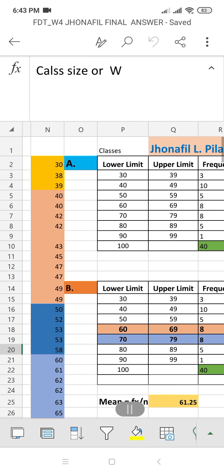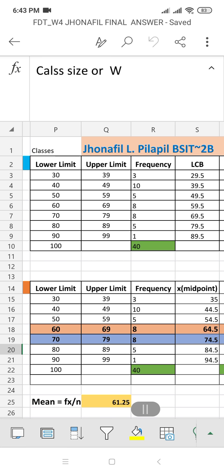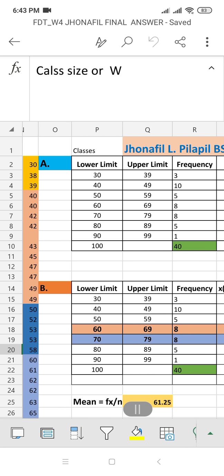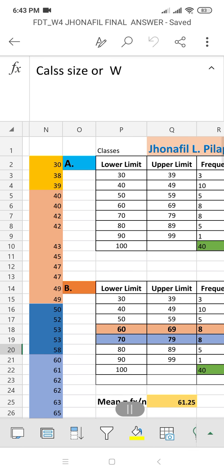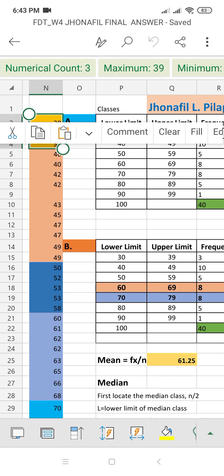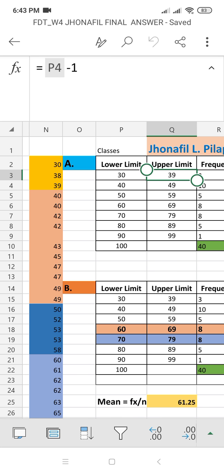Then, after that, I put a table here. This is our lower limit. In lower limit, we have 7 rows and 10 classes. So we have to count here 10 classes. So from 30 up to 39. So 30 is our lower limit. Then our upper limit is 39.